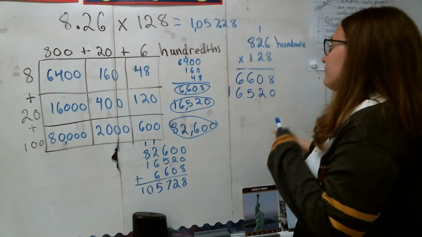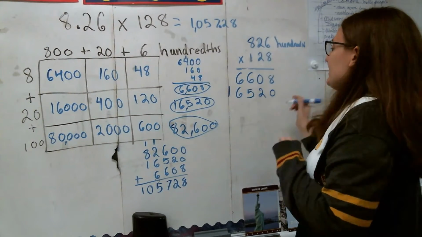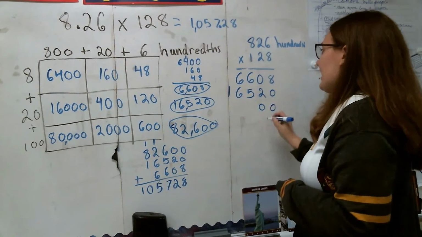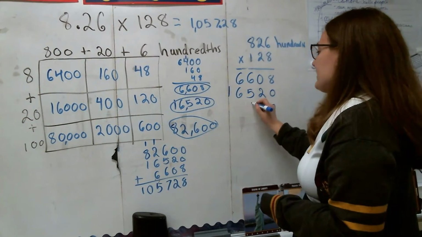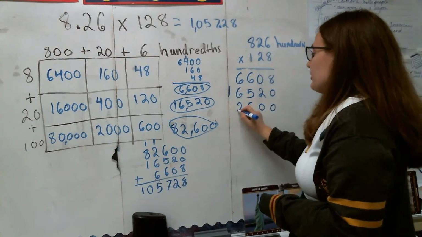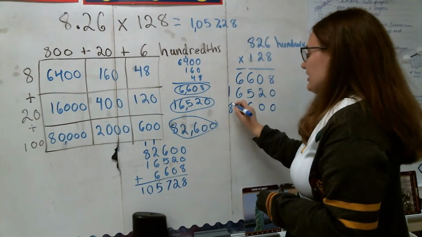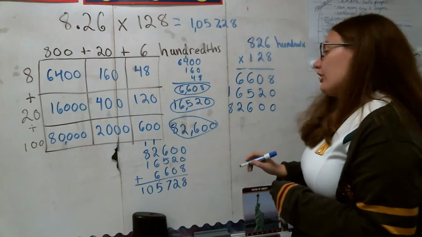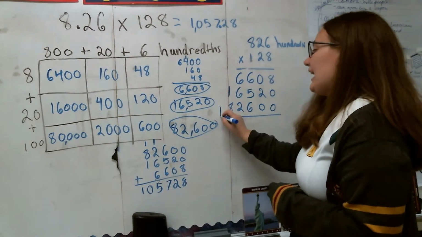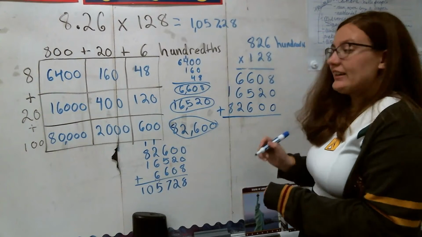And then I move on to my final partial product, and I need to make sure I add 2 zeros this time because I'm multiplying this number that's in a hundredths place. I do 1 times 6, which is 6, 1 times 2, which is 2, and then 1 times 8, which is 8, which gives me my next partial product of 82,600. I now need to add all this together to get my final answer.